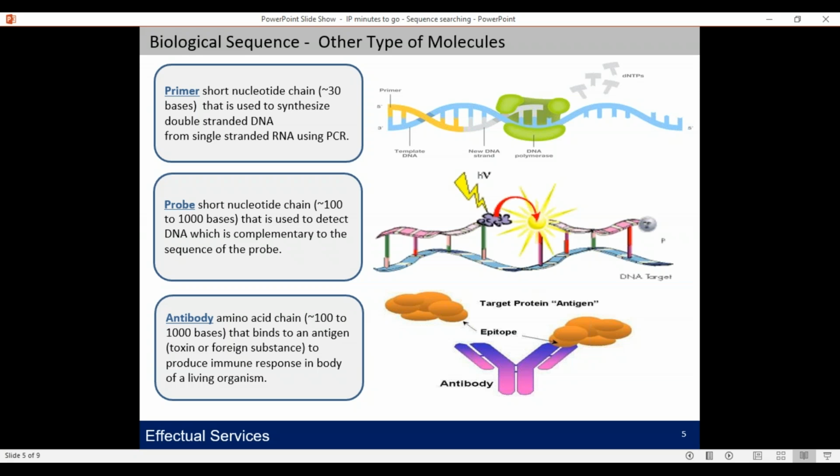A peptide sequence can be an antibody sequence or a T-cell receptor sequence. An antibody sequence is an amino acid chain of varying length between 100 and 1,000 bases that binds to an antigen, toxin, or foreign substance to produce an immune response in the body of a living organism.